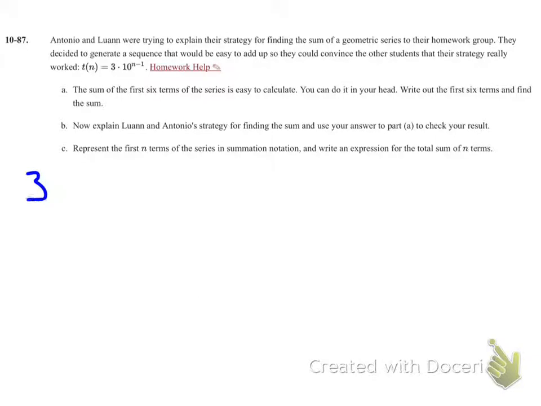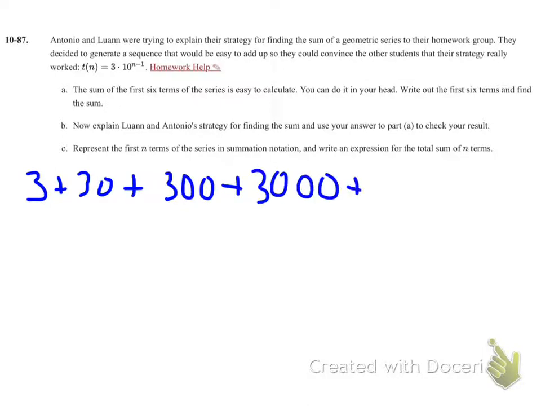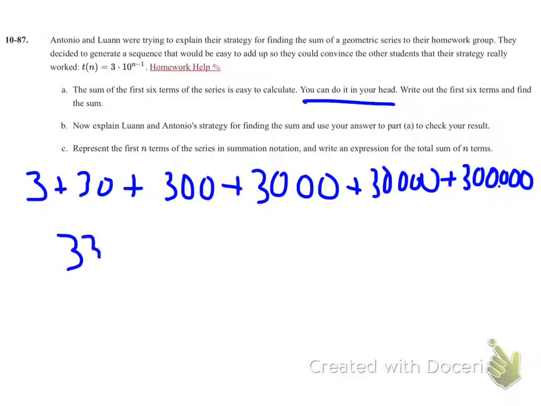So we have 3. Then 3 times 10 is going to be 30. Then 3 times 10 squared is going to be 300. And then I have 3,000, 30,000, and the last one will be 300,000. So adding all those up in my head, I will have 333,333.